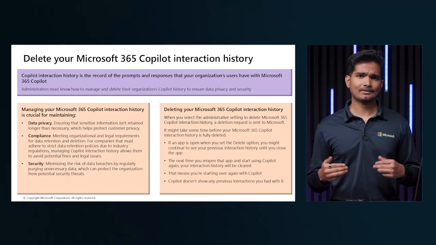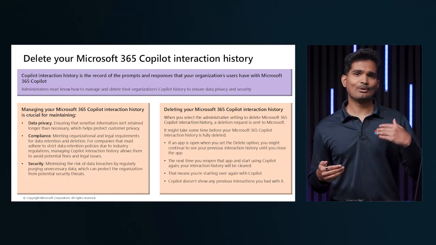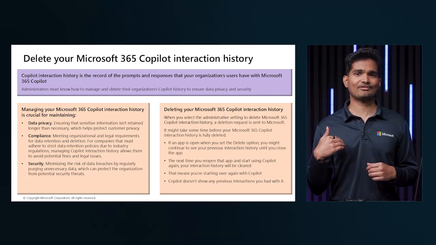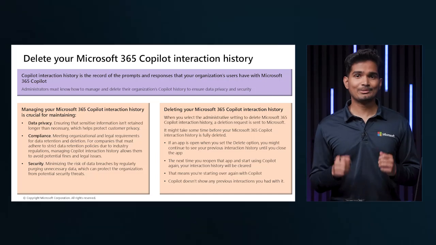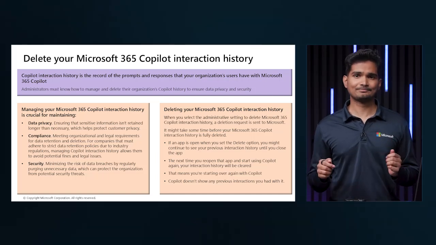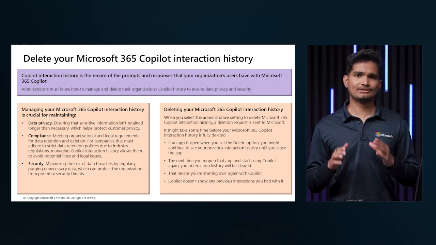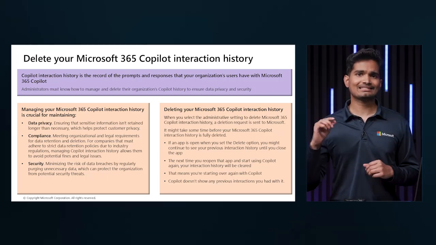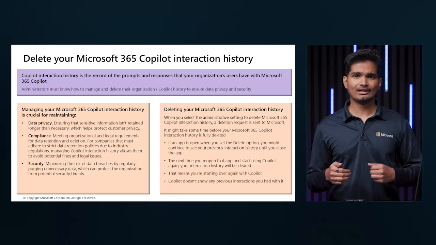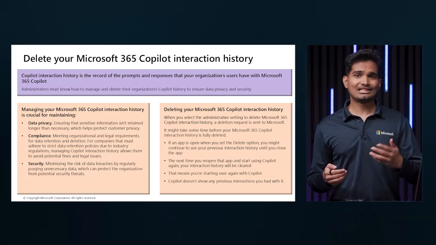Upon reopening the app, the interaction history will be cleared and users will start fresh with no previous interactions displayed. During the deletion process, when you select the Microsoft 365 Copilot checkbox, your Copilot interaction history will be deleted from all those apps. This option doesn't allow you to delete interaction history from selected apps such as Word and PowerPoint. Interaction history is deleted from all apps.